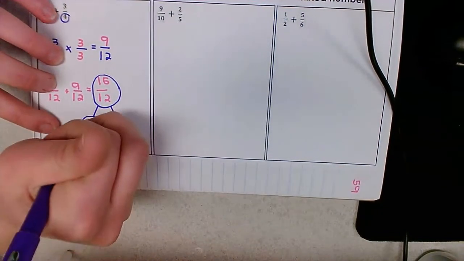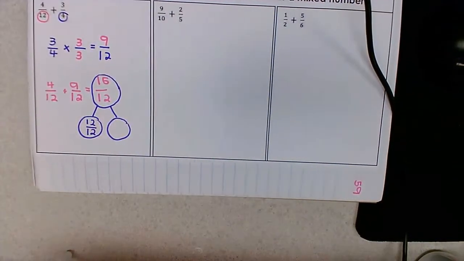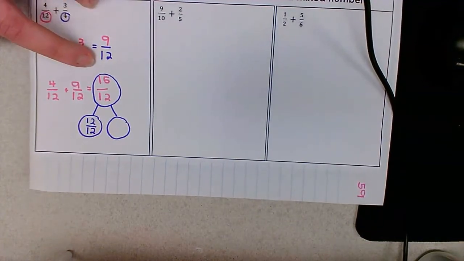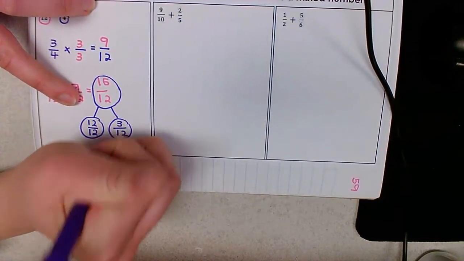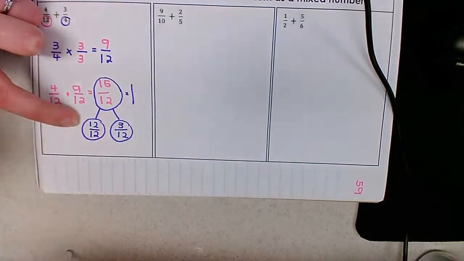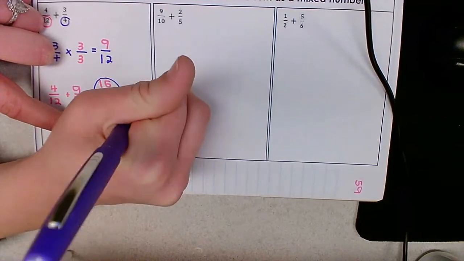15/12. Take away 1 whole, which is 12/12. And how many 12ths are left? 15. Take away 12 equals 3/12. For a total of 1 whole and 3/12.